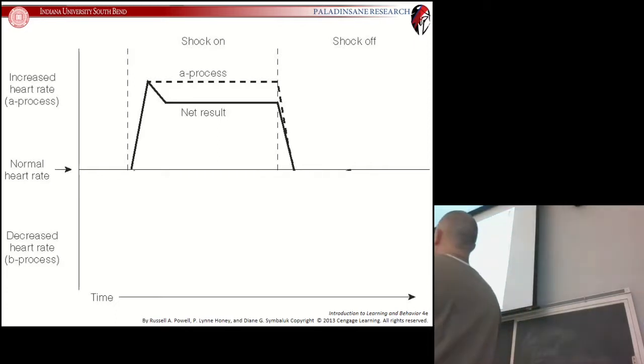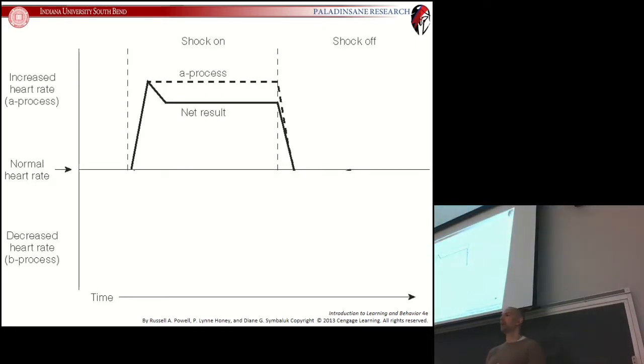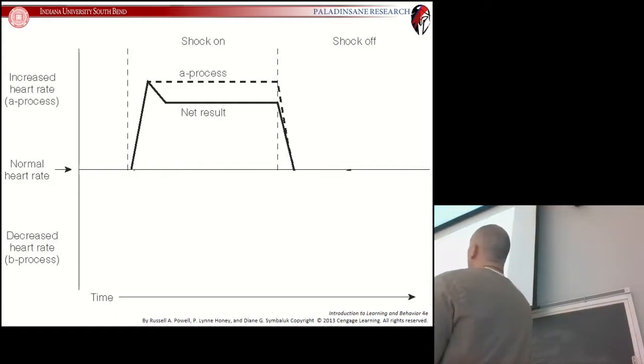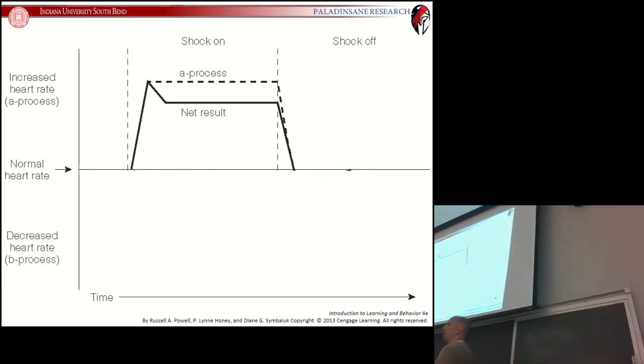What's going on here is that when you get shocked, you have an A process, an elicited reaction, and that's your body's natural reaction to this shock. Your body's natural reaction to a shock is to increase your heart rate. However, at that same time, your body does not like its heart rate to be increased. Your body likes to achieve what's known as homeostasis. It likes to have things just the way that they are. That's why when you overheat, your body starts sweating so that you can cool down.